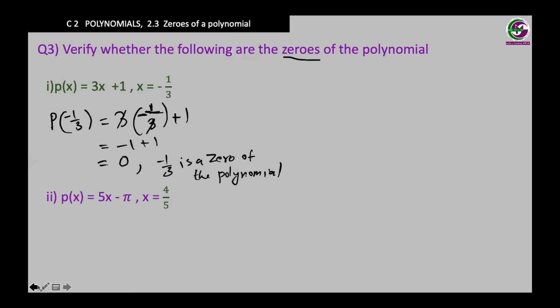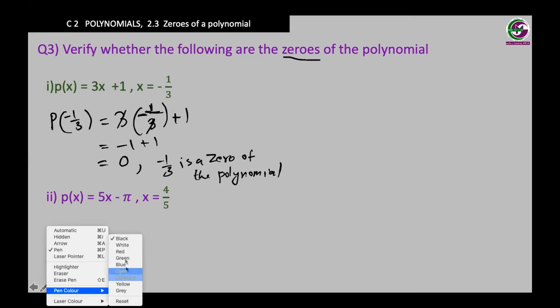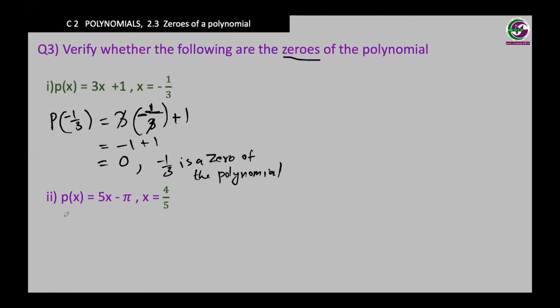Let's see the next case. P of x is 5x minus pi, and we have to replace x by 4 by 5. So P of 4 by 5 is equal to 5 times 4 by 5. This bracket is not necessary, you can just put a times there, no problem.